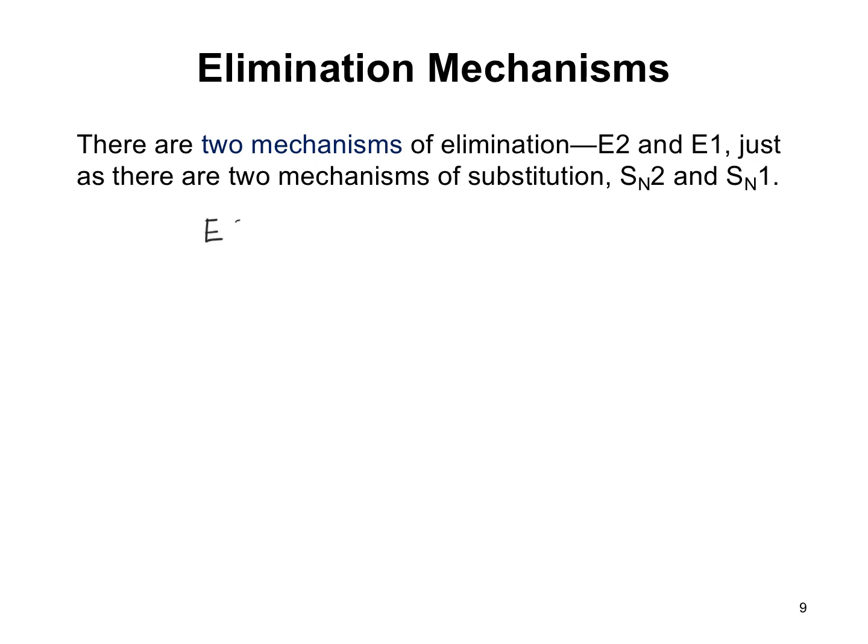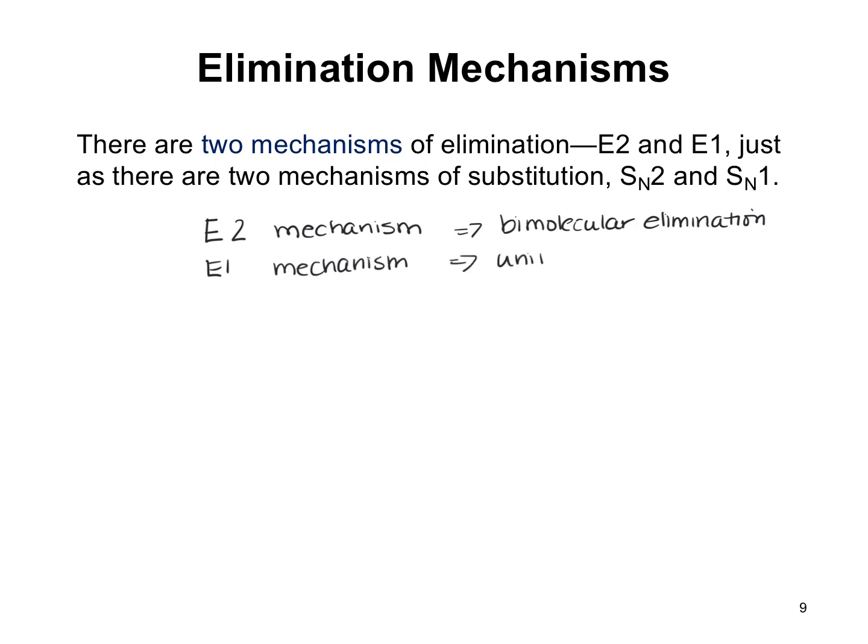So for example, the E2 mechanism is a bimolecular elimination. And the E1 mechanism is a unimolecular elimination.